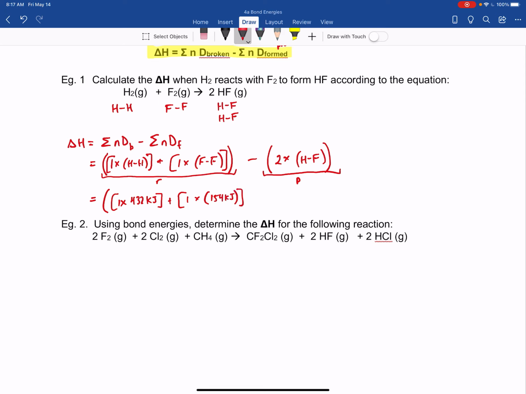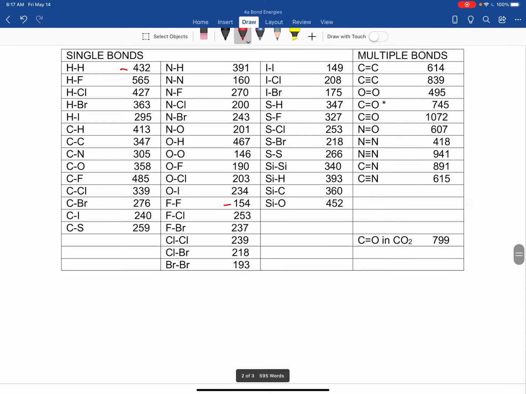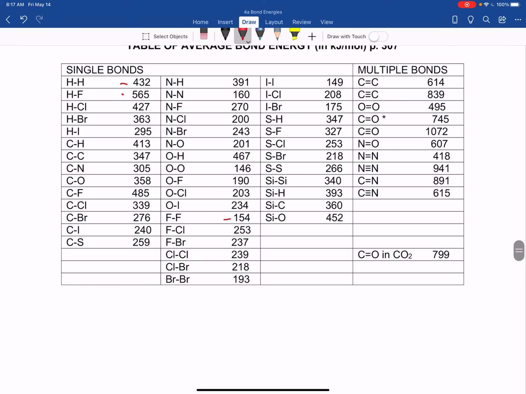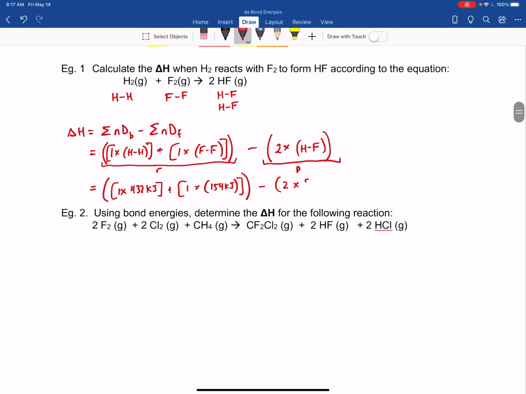Right. So we'll sum those together, then we'll subtract 2 times the HF, which if I go to the chart here, it's right near the top, 565, and that's kilojoules. Okay, so when we add that up, what we find out is that we get a value of negative 544 kilojoules, which is delta H. So we can say when this reaction occurs, it will be exothermic. Right, and that's the idea behind it there.